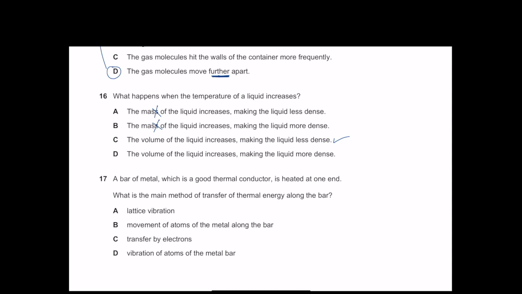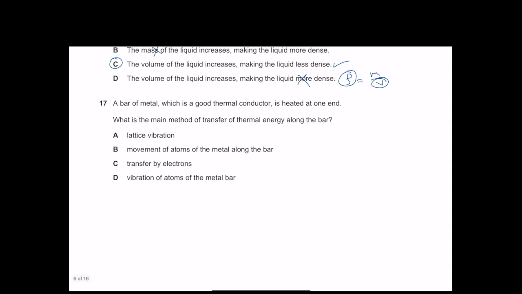The volume of the liquid increases, making the liquid more dense. No, it doesn't make sense, because density equals mass over volume. So the relation between volume and density is inversely proportional. Depending on that, D will be wrong. So the idea of more density here will be wrong. So I'm going to choose C.